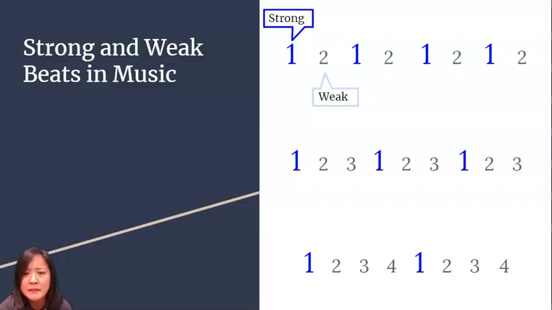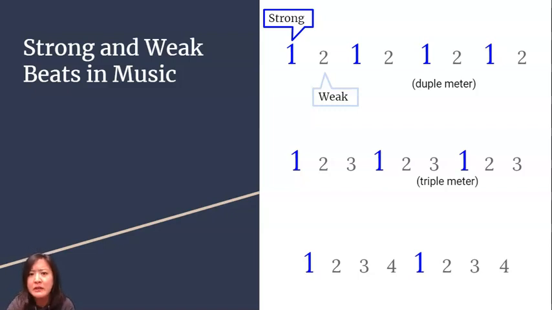Now take a look. I've written out how we might count in different meters. So the first meter, we have a strong, weak, strong, weak. So the 1 is always going to be considered the strong beat in music. That means the first beat of every measure should feel stronger than the others. So the top line we counted as 1, 2, 1, 2, 1, 2, and this is what we call duple meter. The next one is 1, 2, 3, 1, 2, 3, still with the emphasis on beat 1, and you guessed it, we call that triple meter.